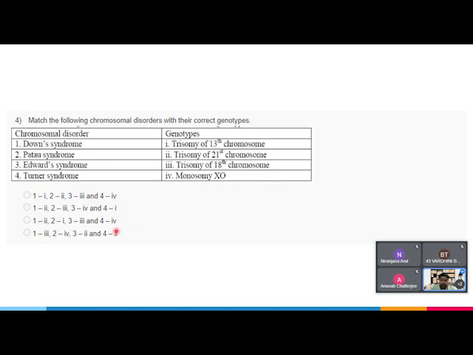Vardhini says it is C. Shea also says that it is C. Down syndrome is the 21st chromosome, Patau is the 13th chromosome, Edwards is the 18th chromosome, and Turner's is the last one, that is monosomy of XO. Niranjana also says the same, that it is C.